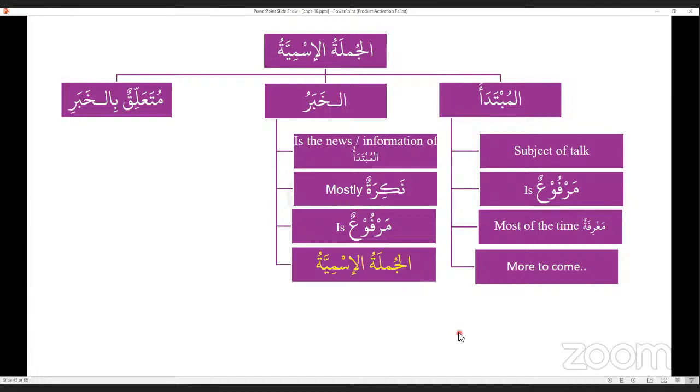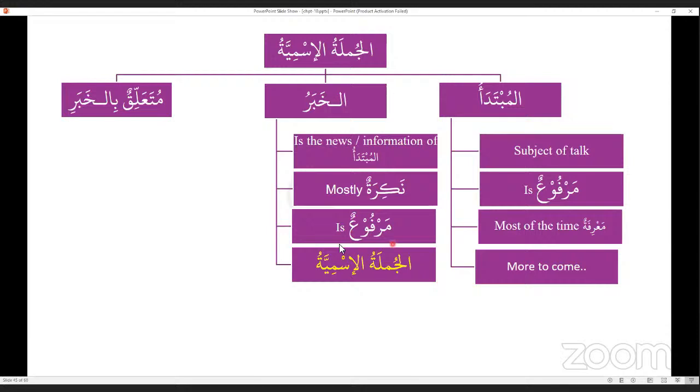Now today we learned that khabar is Jumla Ismiyah also. Now don't you see these two things contradicting here? I'm saying khabar is marfu, but I'm saying khabar is also Jumla Ismiyah. How can Jumla be a marfu? Can Jumla be a marfu? No. Marfu is a single word, right? Brothers and sisters, the status of a word is for a single word.